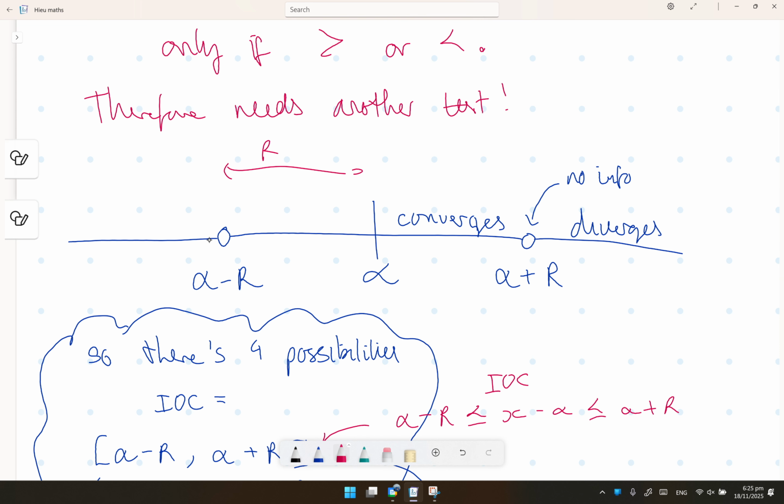The radius says you can go from the center alpha out to r, and to the r on the right, right? Alpha minus r, alpha plus r. But it doesn't tell you what's going to happen at these points. That's why they're hollow. That's why I drew them as hollow. You know that out here is divergent for sure. You know that in here is convergent for sure, but you have no idea what's going to happen at the ends, right?